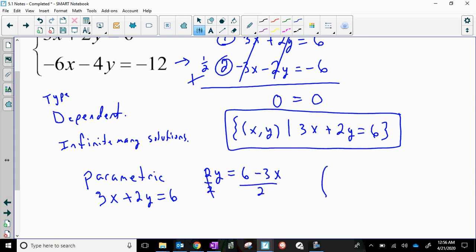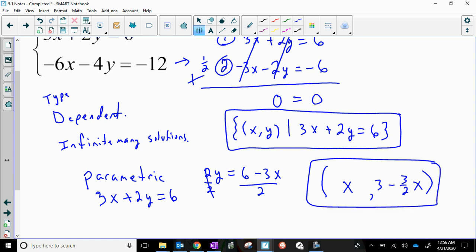So what I'm saying is that the y would be what? 6 divided by 2 is 3. 3 divided by 2 is 3 halves. So the y coordinate is this formula, and it depends on the x value. And that's why this is called a dependent system. The y depends on what you plug in for x.